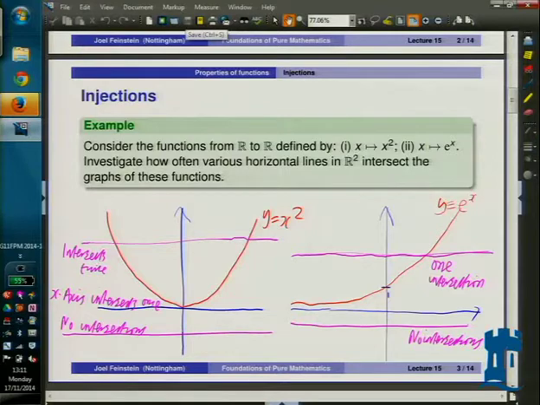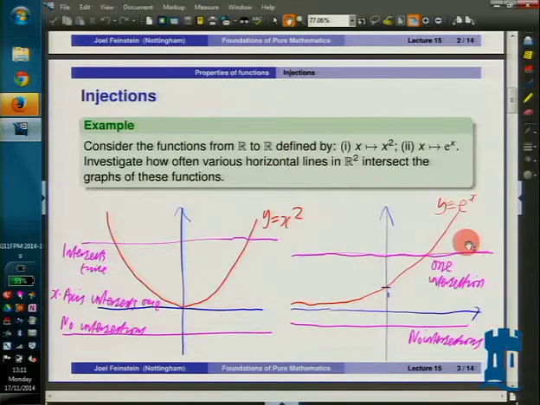So there's a difference between these two functions because although both of them have got some lines which meet the curve no times, and both have got some horizontal lines that meet the curve once, x squared has also got some horizontal lines that meet the curve twice. Okay? And that's something that e to the x doesn't do. So that tells you there's some difference between them. And the difference is that one of these functions is injective and the other one isn't.